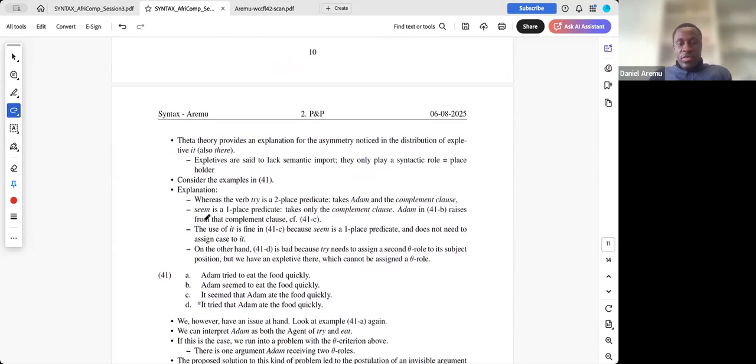Now, before I explain what is happening in 41, don't look at this sentence, which I have said a lot already, right? Expletives are said to lack semantic import because they only play a syntactic role. They are more like a placeholder in English, for example, or even some other languages that do not allow pro drop, right? Let's use Yoruba, for example, or any of your languages, maybe Igbo.